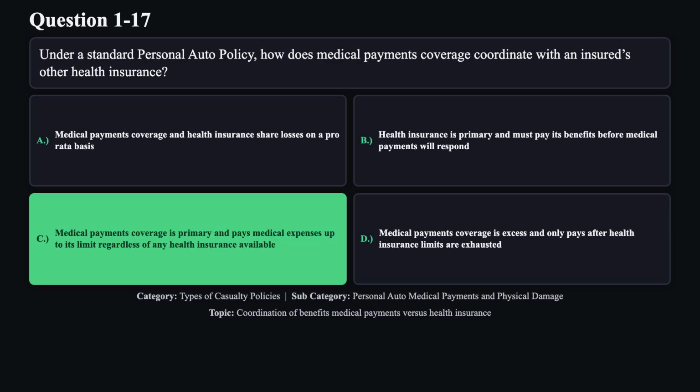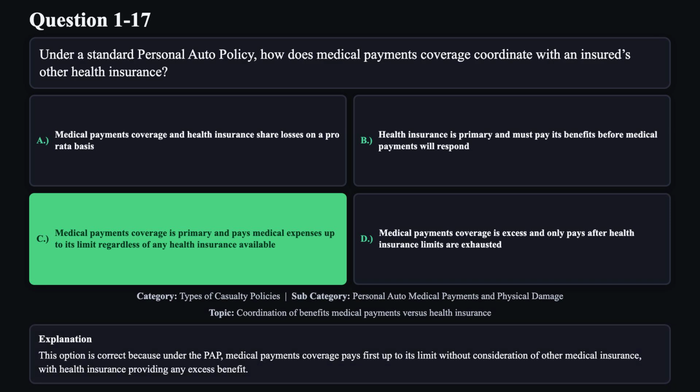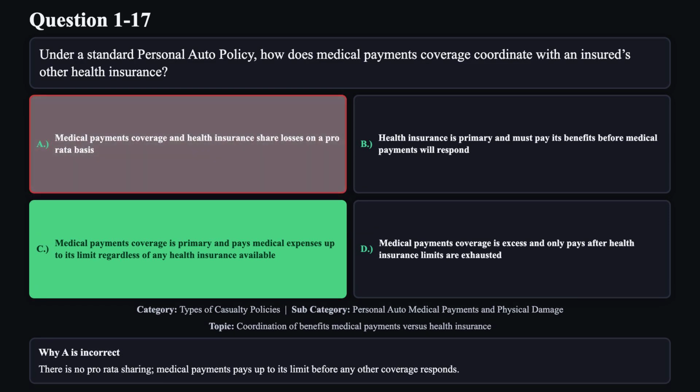The correct answer is C. This option is correct because under the PAP, medical payments coverage pays first up to its limit without consideration of other medical insurance, with health insurance providing any excess benefit. Reason A is not correct. There is no pro rata sharing. Medical payments pays up to its limit before any other coverage responds.